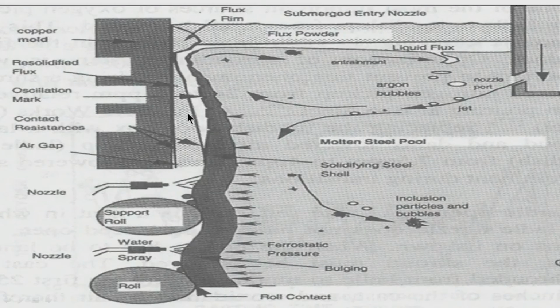If the viscosity is too high, slag will not come down, it will not give the desirable lubrication, and there will be a breakout. So, there will be a sticking between the shell and the mold surface, and that is not desirable, there will be a breakout. So, proper amount of viscosity is very important.